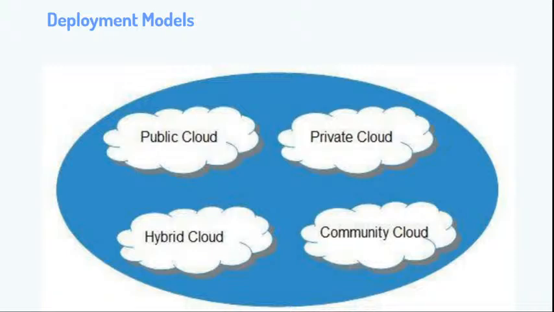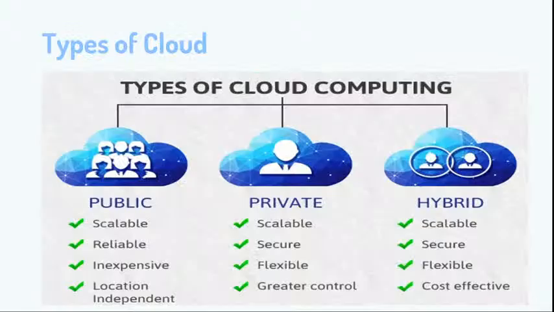Okay, so types of cloud, this is the deployment model. In the deployment model we have different types: public cloud, private cloud, hybrid cloud and community cloud. Public cloud, as the name itself suggests, is scalable and reliable, inexpensive and location independent. We can access it if you have an account. That is called public cloud.